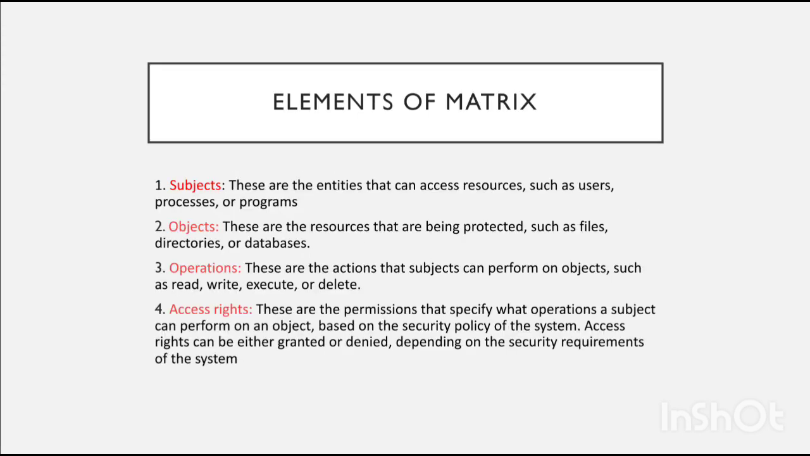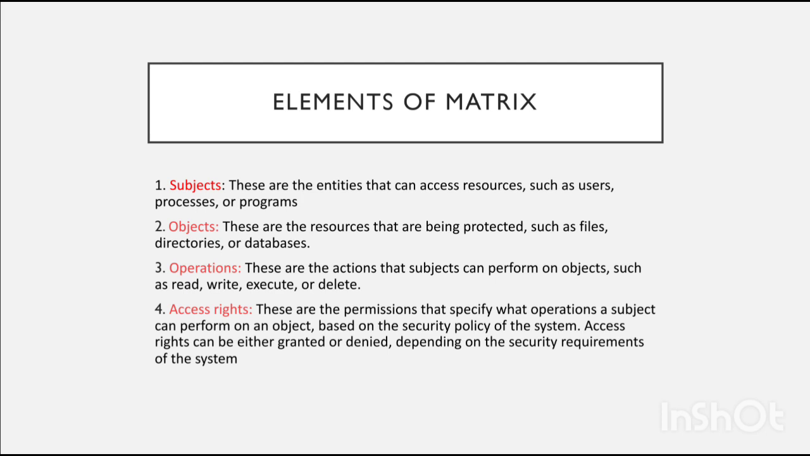Now look at the elements of the access control matrix. It has four elements. The first one is subjects. These are the entities like users, processes or programs that can access the resources. The second one is objects. These are the resources that are being protected or accessed by the subjects, that is files, directories, databases, etc.